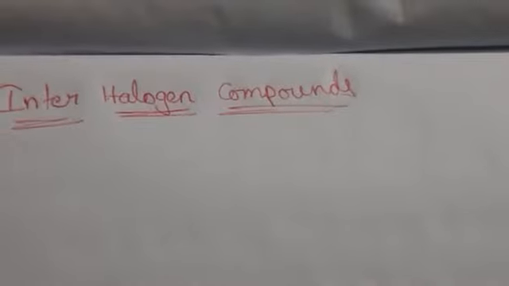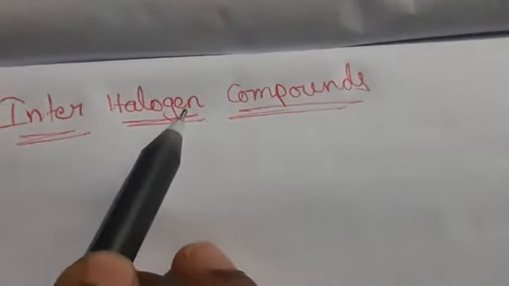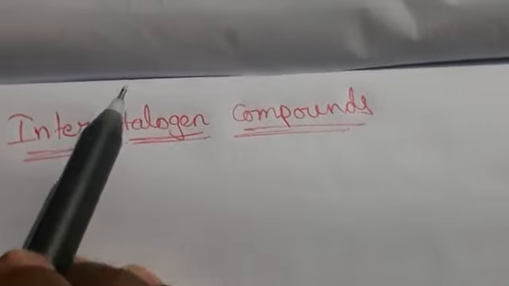Good morning students, let us discuss interhalogen compounds. Interhalogen compounds are nothing but compounds formed by the halogens themselves only. Means no extra element will come and add here.